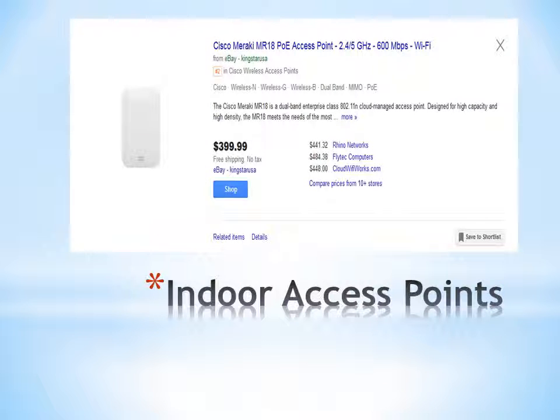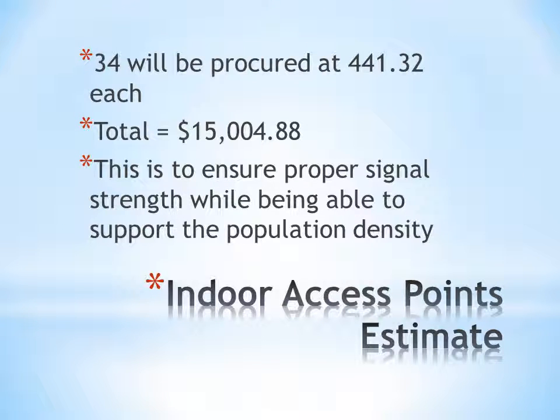The indoor routers, I found some Cisco Meraki MR18 routers, supporting 600 megabits per second, $399 a piece. These, I feel, will be sufficient for a campus setting because they can support many clients, and they also have good speed. So that is why I chose these particular access points. It's going to be a little bit more expensive than the outdoor ones, but ultimately we'll need to get 34 of them. The price I found, the one for $399, that was off eBay. Obviously, we can't purchase 34 of these off eBay, but we would go through a computer vendor. The ultimate price I found was $441.32. The total for these indoor access points will be $15,004.88.